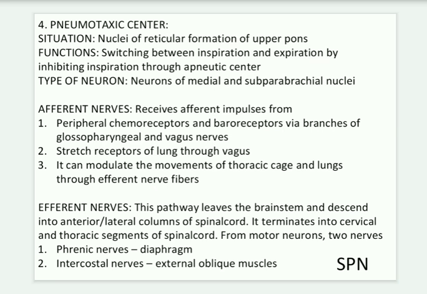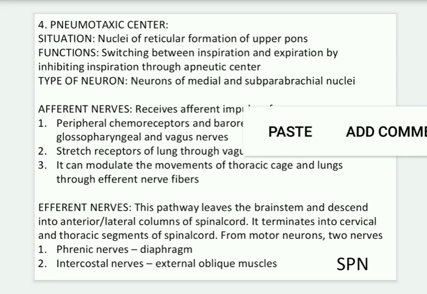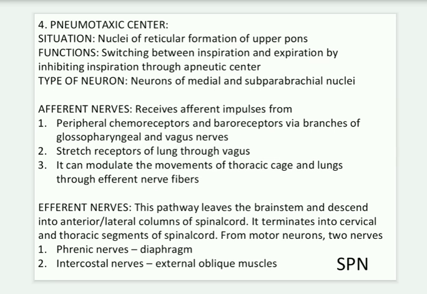Next, efferent nerves. This pathway leaves the brainstem and then descends in the anterior or lateral columns of the spinal cord, terminating in the cervical and thoracic segments of the spinal cord. From the motor neurons, there are two main nerves: your phrenic nerves, that is C3 to C5, which supply the diaphragm, and intercostal nerves, which are T1 to T11, which supply the intercostal muscles. So this is the nervous mechanism.